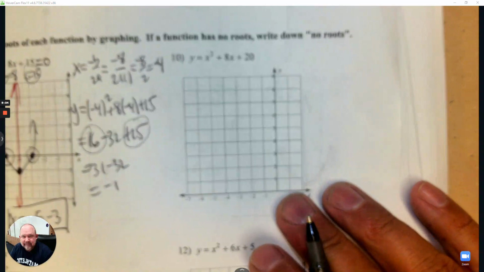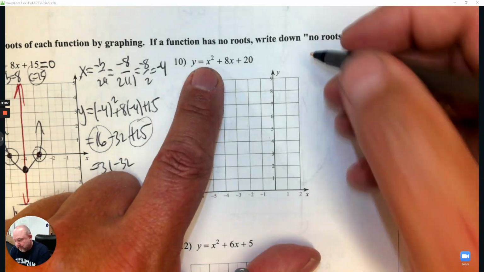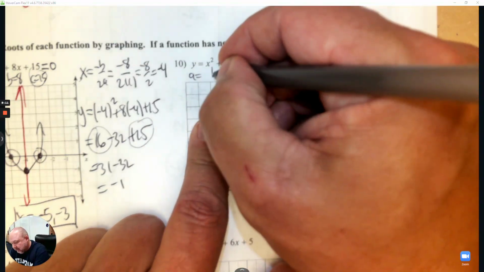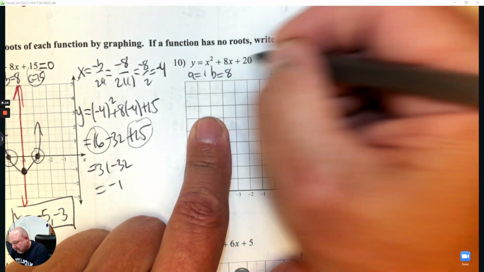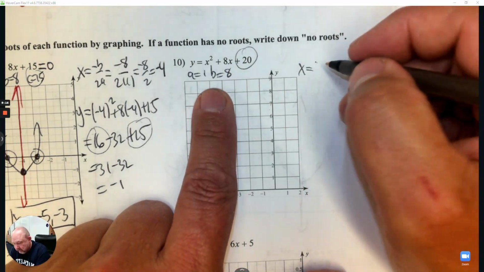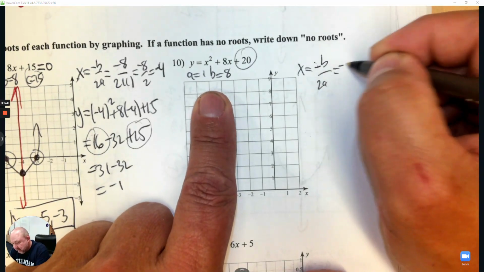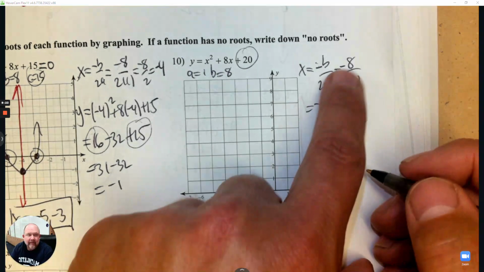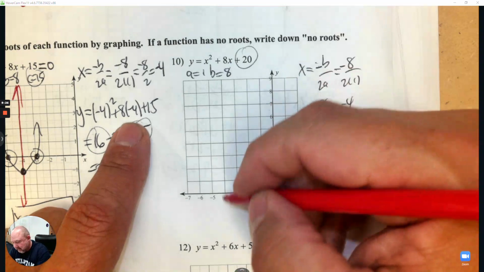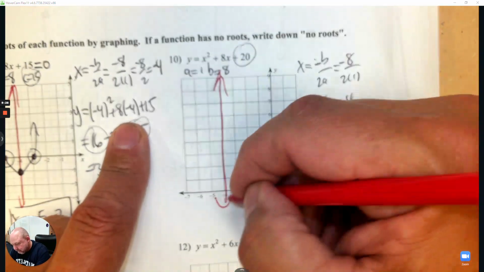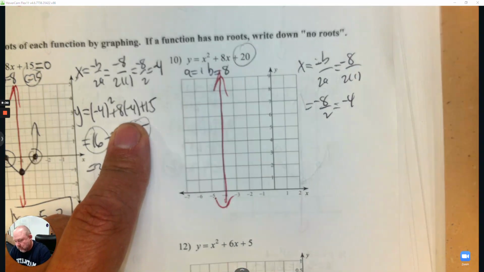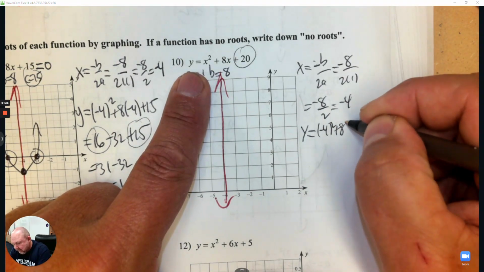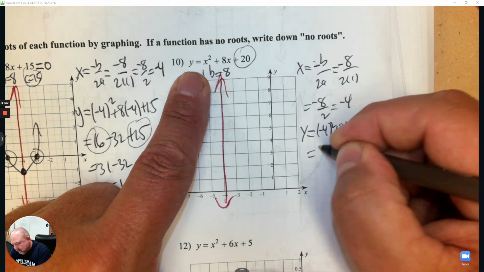All right, number 10. We're going to start with -b. Sorry, a is 1, b is 8, 20 is way off my graph, so I'll just use those. -b over 2a, so that's -8 over 2 times 1. To solve that, that's -4. Draw your line there. For y, we go -4 squared, and then 8 times -4 plus 20.